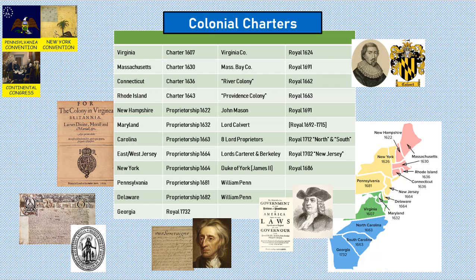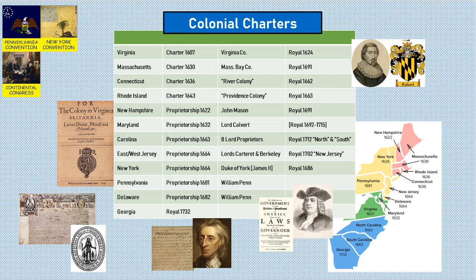So we get a whole series of what are called the proprietorships. Carolina in 1663, which is given to a group of 8 lords. Ultimately, Carolina will be subdivided in 1712 between North and South. East and West Jersey, which will be formed together as one Jersey, New Jersey, in 1702. New York in 1664. And Pennsylvania, of course, in 1681, followed by Delaware in 1682, granted to Lord William Penn.